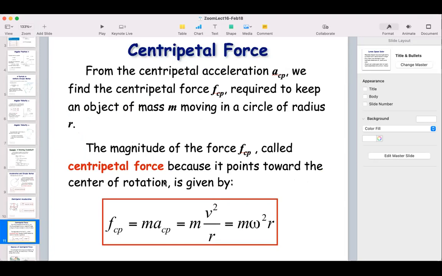Okay, so the centripetal force, from the centripetal acceleration, is the one required to keep an object of mass m moving in a circle of radius r, and it is m times the centripetal acceleration. We know that the centripetal acceleration is v squared divided by r, and we know that v is also equal to omega r. So if we substitute omega r here, we have m omega squared r squared divided by r, so it comes to m omega squared r.